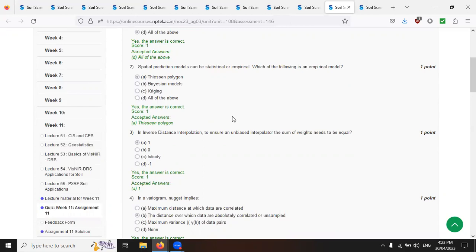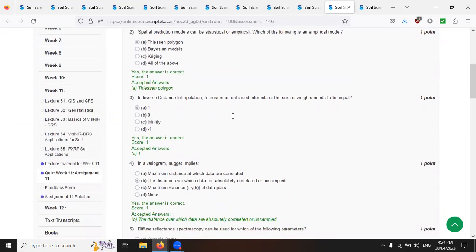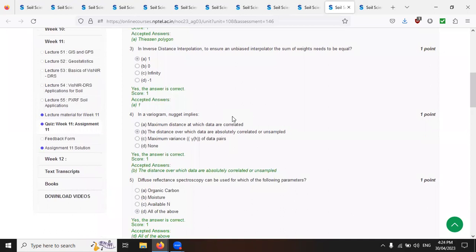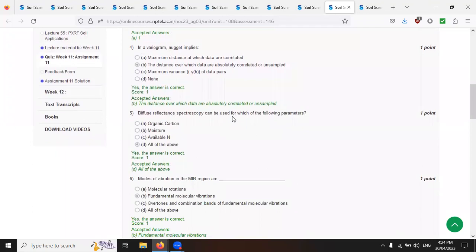In a variogram, nugget implies, what does nugget reckon? Maximum distance, maximum variance, or the distance over which the data is absolutely correlated and unsampled? B. Diffuse reflection spectrometry can be used for which of the following parameters? Can be used for everything, mate. There's a better device to use now.